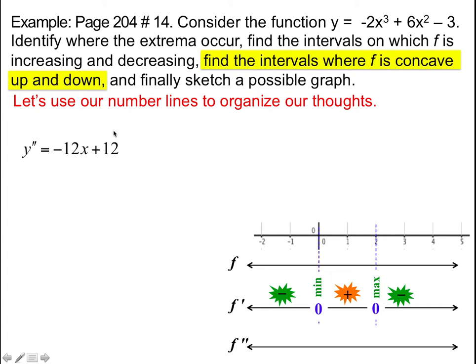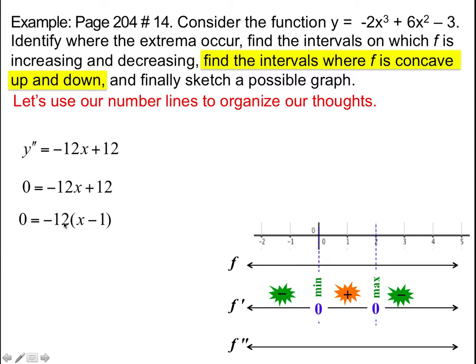So I wish I had the first derivative here, but we know the first derivative was negative 6x squared plus 12x. So taking the derivative of that would be negative 12x plus 12. Okay, our second derivative test says set that equal to 0 to find our points of inflection. So I set this equal to 0.